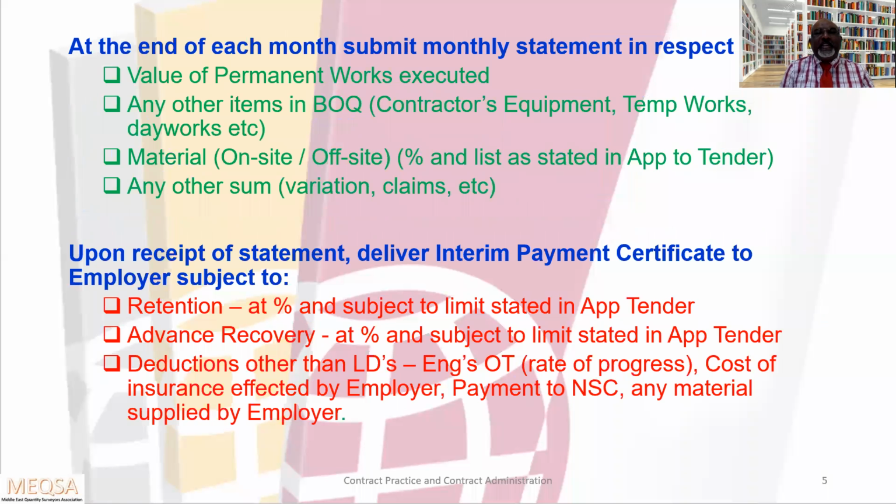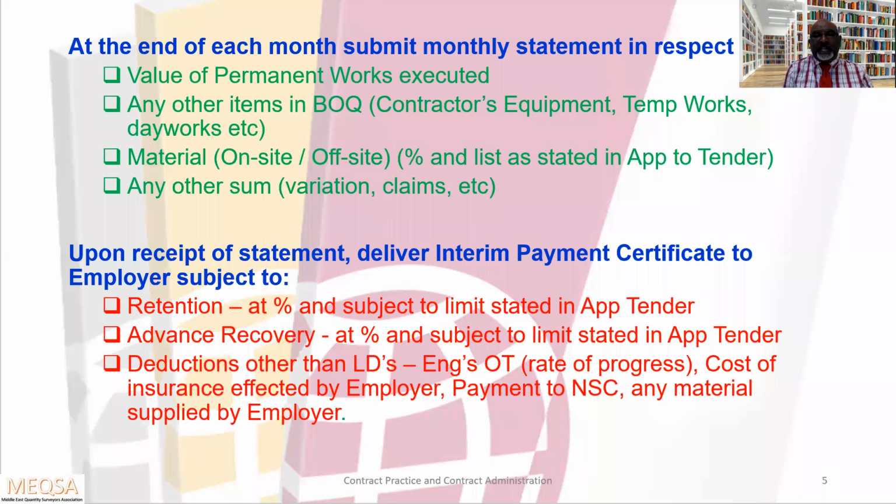At the end of each month, the contractor submits a monthly statement in respect of the value of permanent work executed, any other items in the BOQ, material on or off site, any other sums, variations, claims, etc. Upon receipt of the statement, the engineer delivers the interim payment certificate to the employer, subject to retention, advance recovery, and deductions other than LDs.